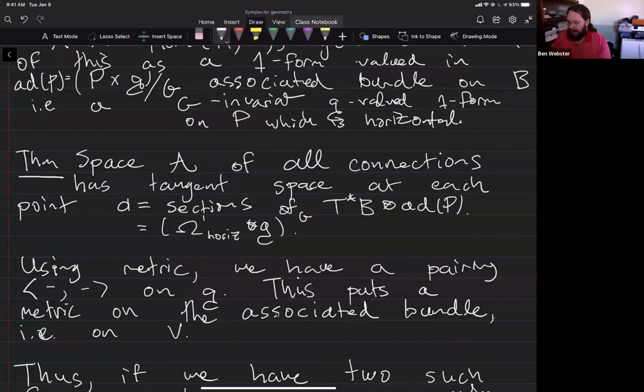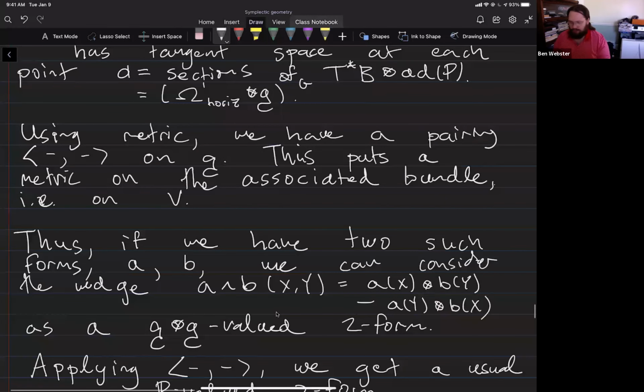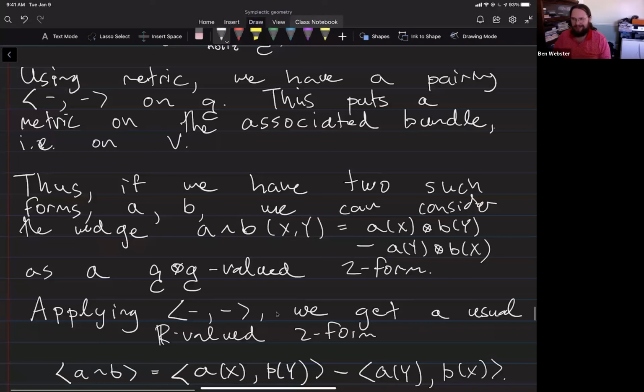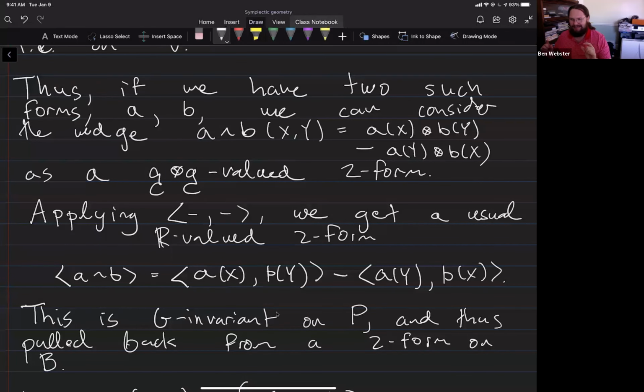Because of the metric, we have a pairing on the Lie algebra, which we can also think of as a pairing on the associated bundle because the inner product is G invariant. So if we have two of these one forms, we can consider the wedge. Now, this is a little bit weird because these aren't valued in numbers anymore. They're valued in this Lie algebra. So the wedge is actually valued in the tensor product of the Lie algebra with itself. So it's AX tensor BY minus AY tensor BX. But this is only kind of an intermediate thing, so don't let that worry you too much.